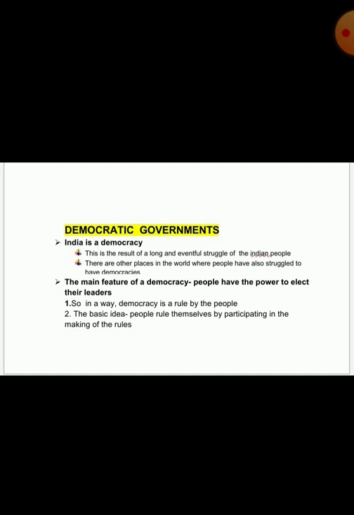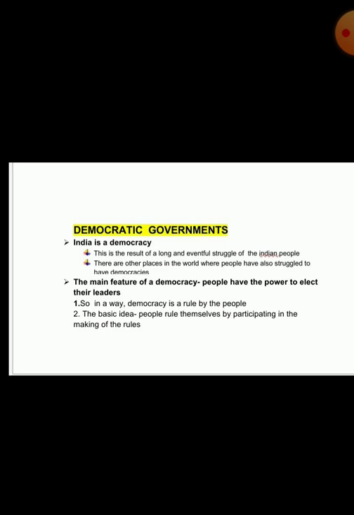The main feature of a democracy: people have the power to elect their leaders. So, in a way, democracy is rule by the people. The basic idea is that people rule themselves by participating in the making of rules.